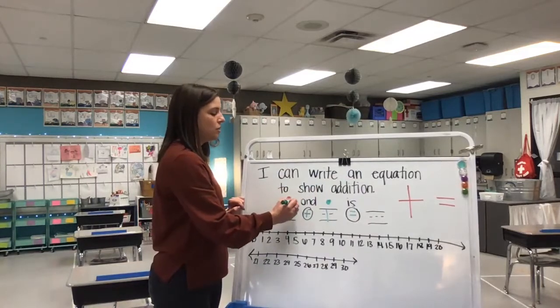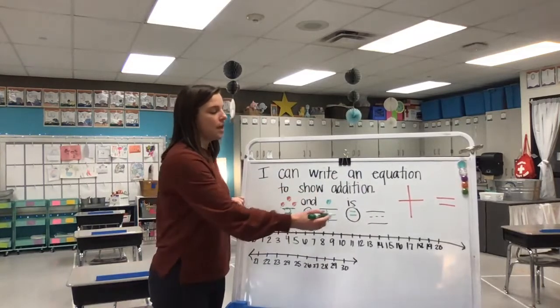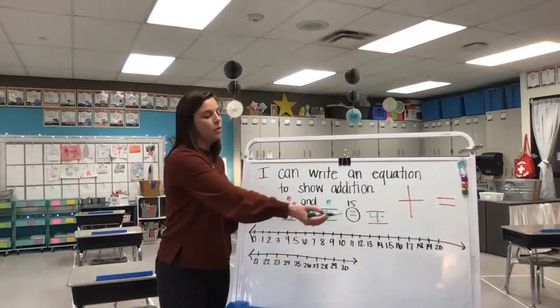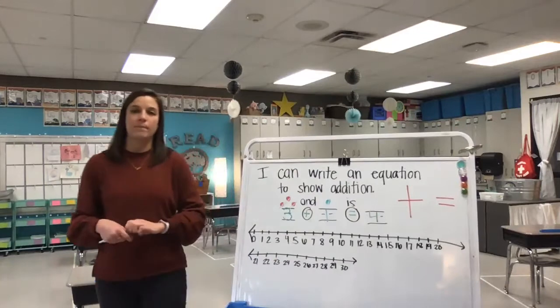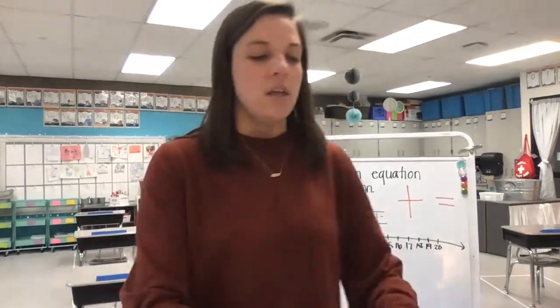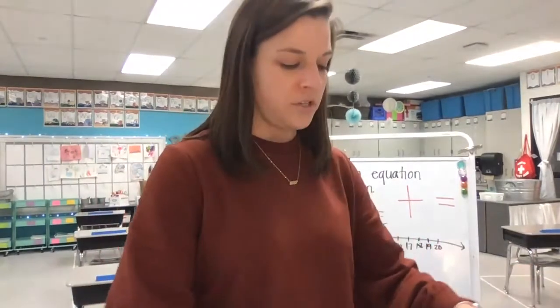Ready? 1, 2, 3, 4. 3 and 1 is 4, or I can read this as 3 add 1 equals 4. Okay? So that's what we're going to do today. So we're going to start out with our solve and share.